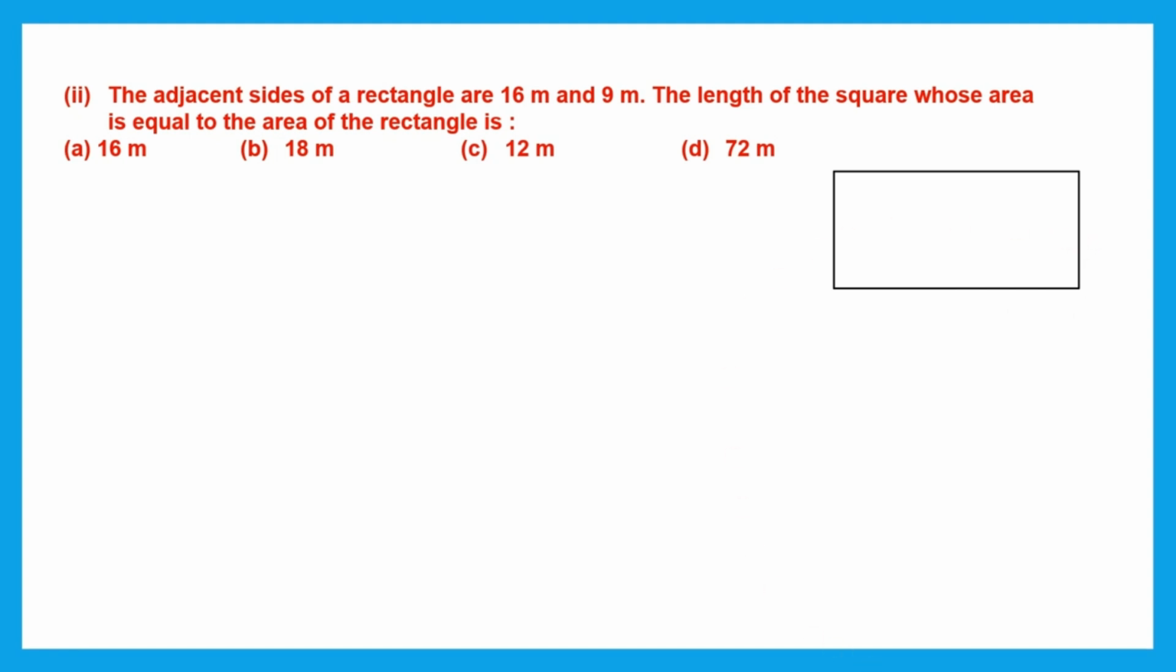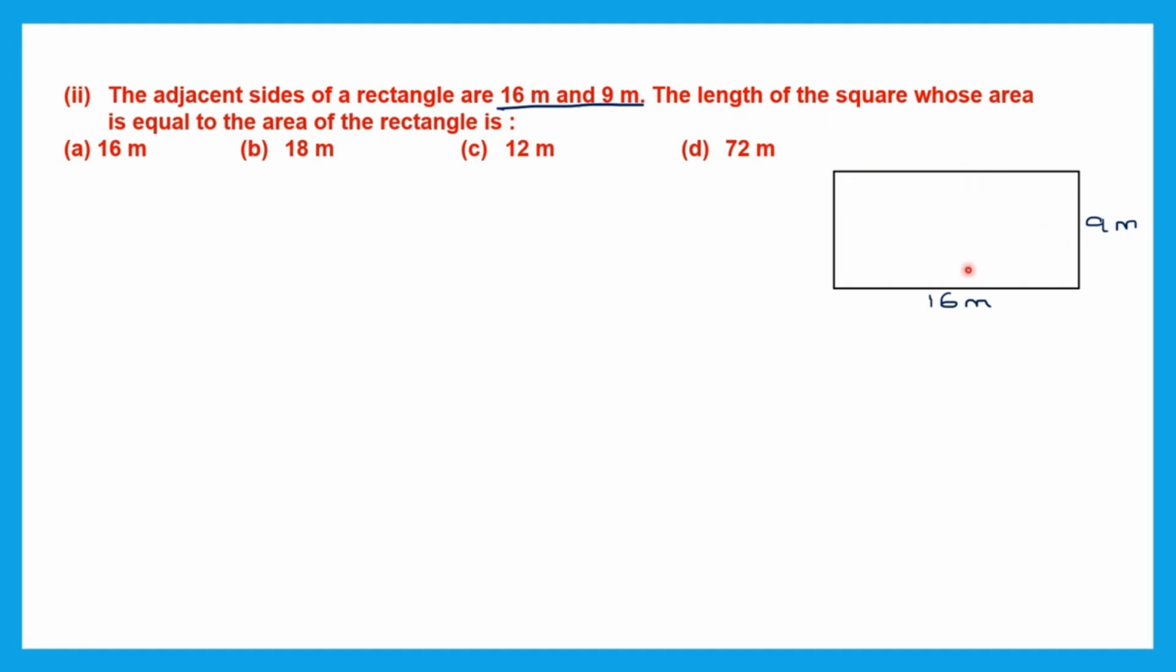So here we are told that the adjacent sides are 16 meters and 9 meters. So let's take the longer one to be 16 meters and the shorter one to be 9 meters. Now let's read the rest of the question. The length of the square whose area is equal to the area of the rectangle is one of these. That means they're telling us that the area of a square will be equal to the area of this rectangle, and from that we have to find the length of the square.